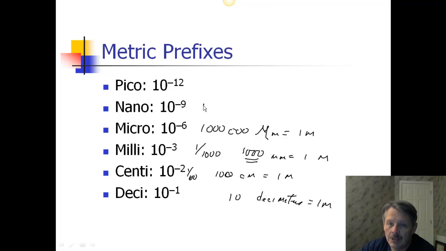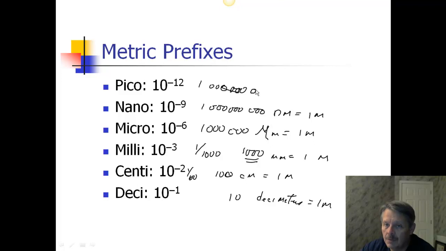Well, now we go to 10 to the minus 9th. That would mean there are 1 billion nanometers in 1 meter. And there would now be a trillion, sorry, my fault, picometers in 1 meter. So that tells you that picometers are really, really small. Okay, that's what you're trying to get out of this. And there are a trillion of them in a meter.